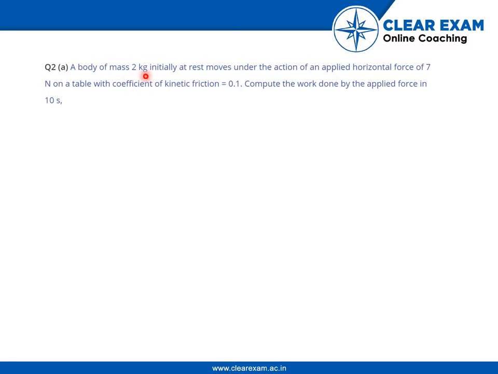A body of mass 2 kg initially at rest moves under the action of an applied horizontal force of 7 Newton on a table with coefficient of kinetic friction 0.1. Compute the work done by the applied force in 10 seconds.